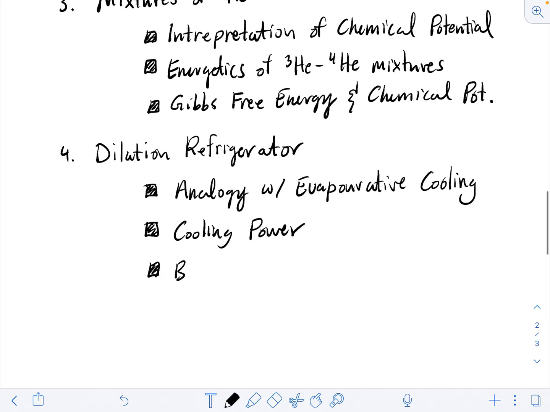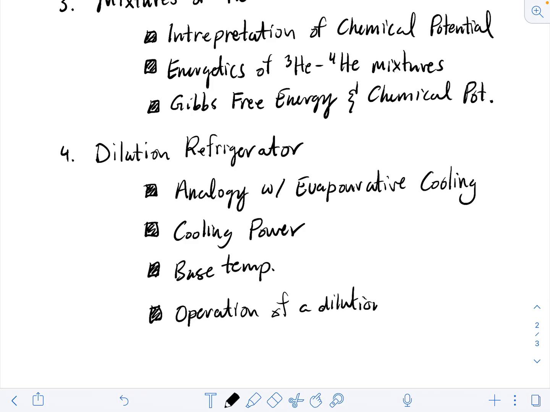Okay, so we'll be able to estimate the cooling power of a typical dilution refrigerator and use that to calculate a base temperature. And then hopefully we'll go through a little overview of the operation of a dilution refrigerator. Okay, and so you can see there's lots of topics that we have to get through in order to do all of this. And so let's begin.